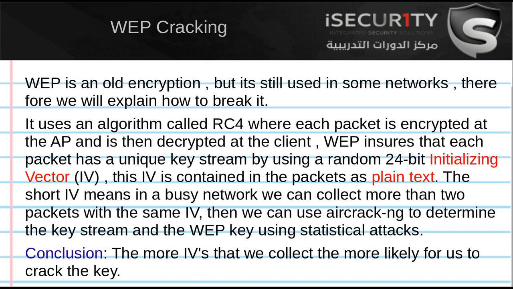Okay, so from the above we know the more IVs, or initialization vectors, that we collect, the more likely that we'll successfully crack the WEP key. So our main goal now when we try to crack WEP is to collect as many IVs as we can, because once we have a large number of IVs, we're going to have two packets that use the same IV, and then aircrack-ng is more likely to be able to determine the key stream and the WEP key for the target network. In the next video we'll do that. We'll see how that actually works, and it should be easier to understand.